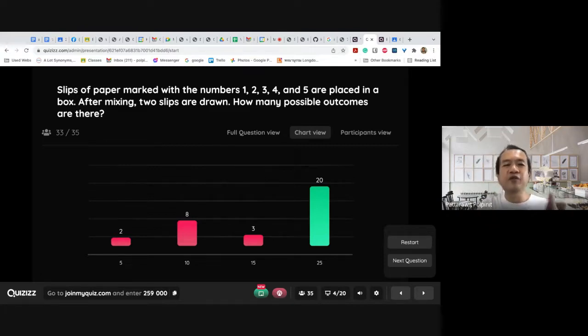We will learn how to calculate this, and the technique of how to decide whether I should multiply or add them. But I'm surprised 20 of you got it correct. Well done.